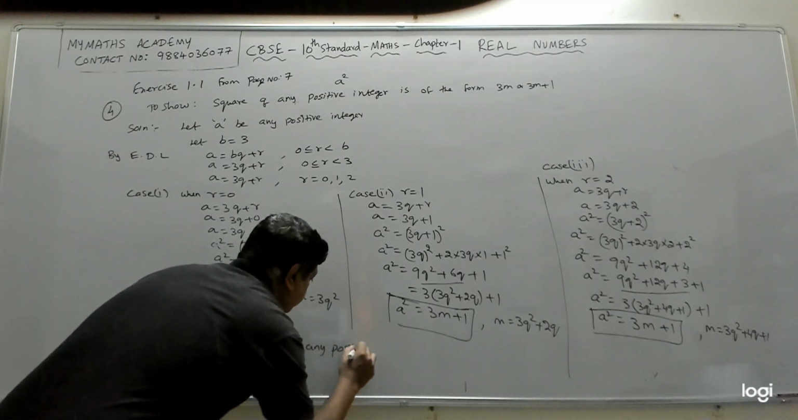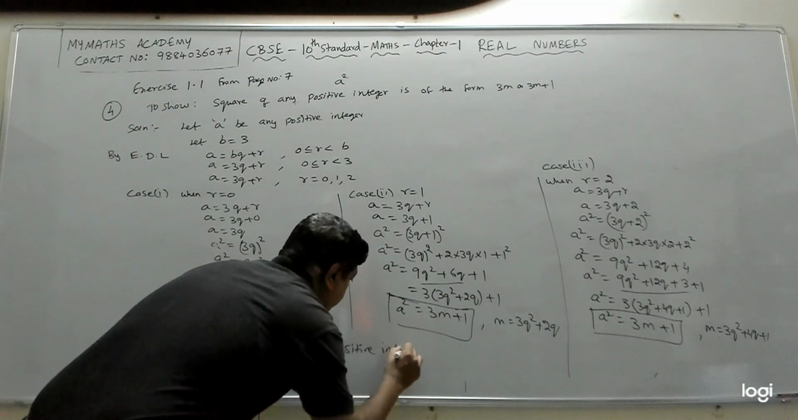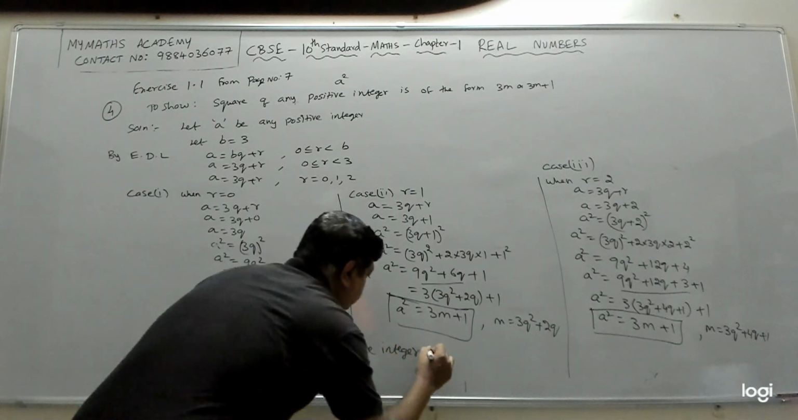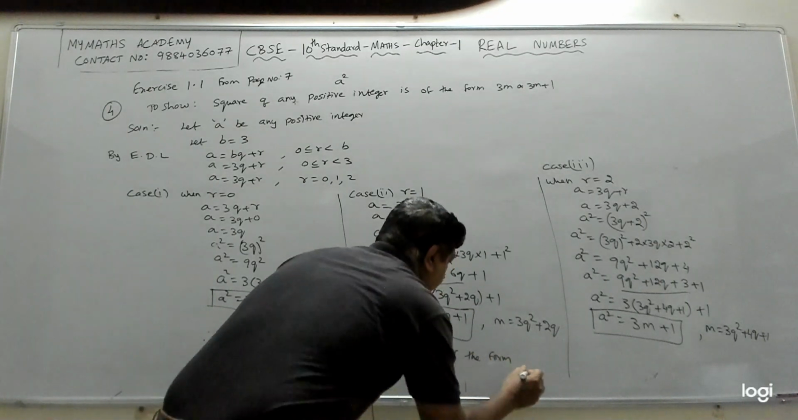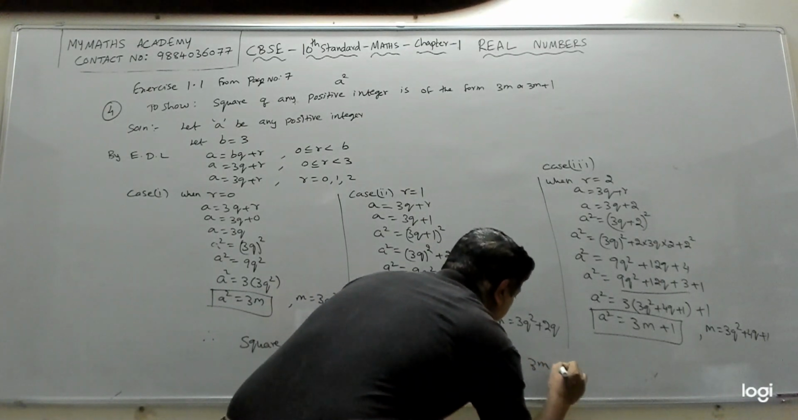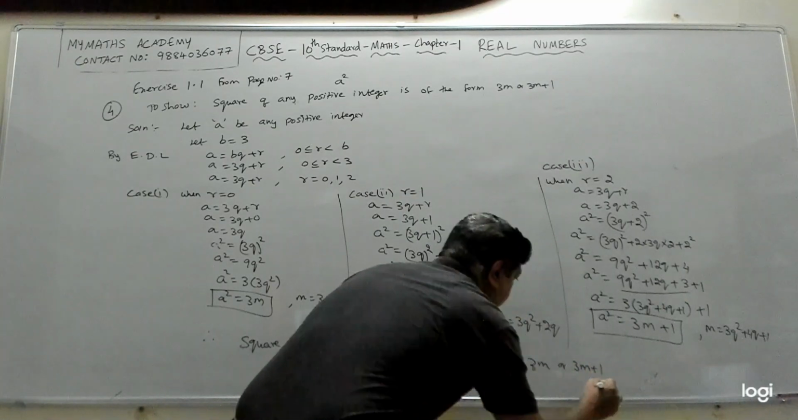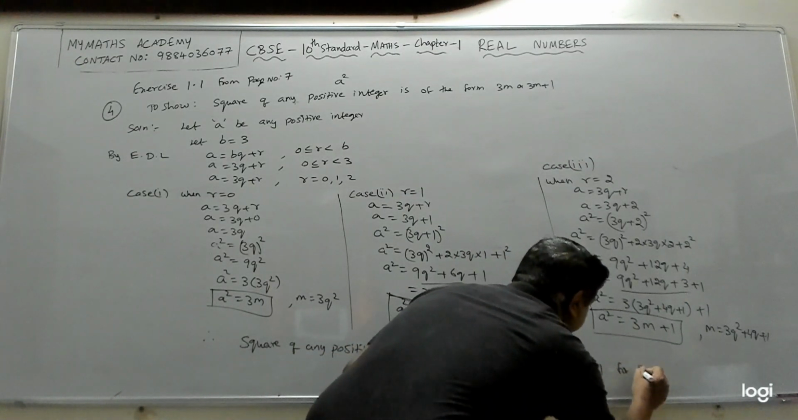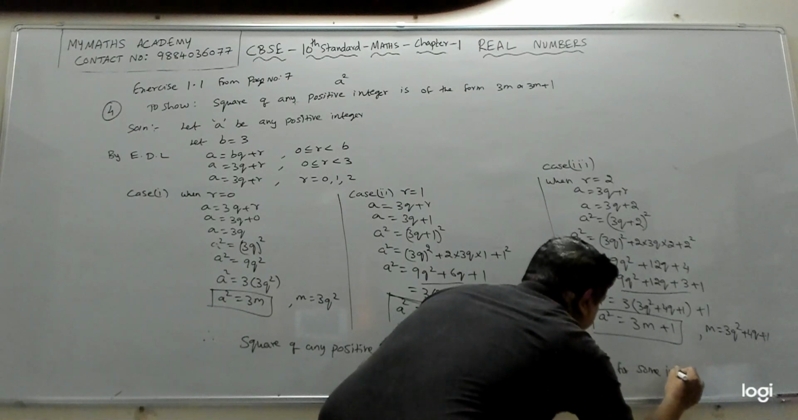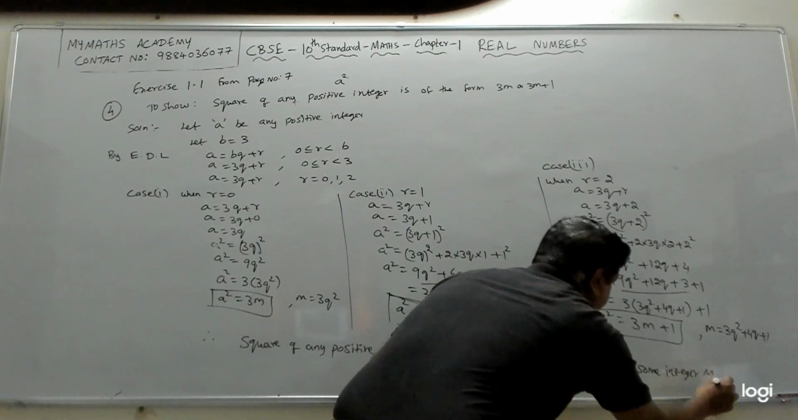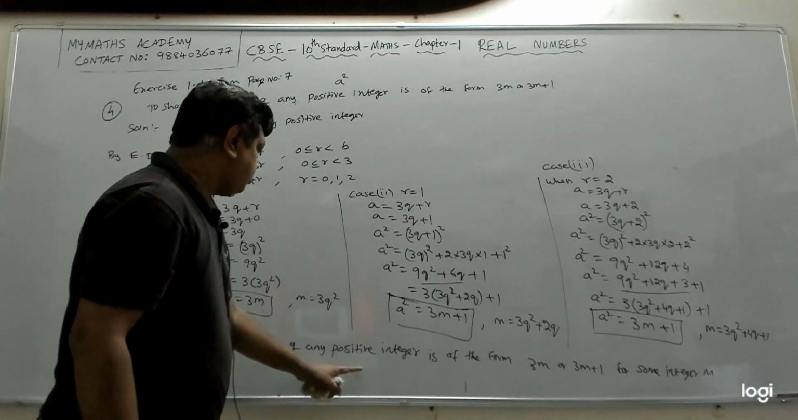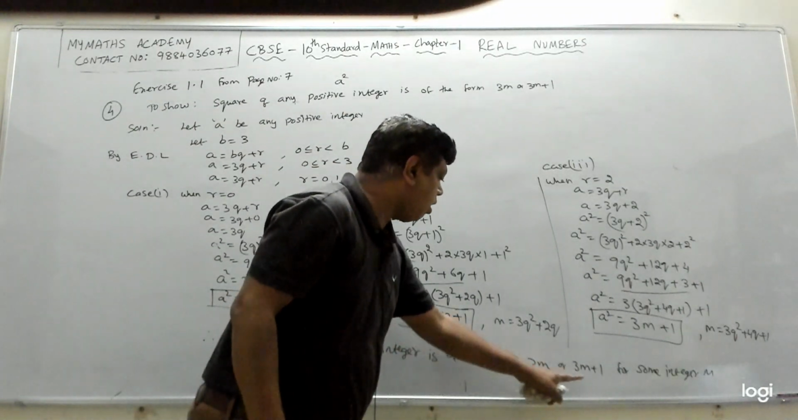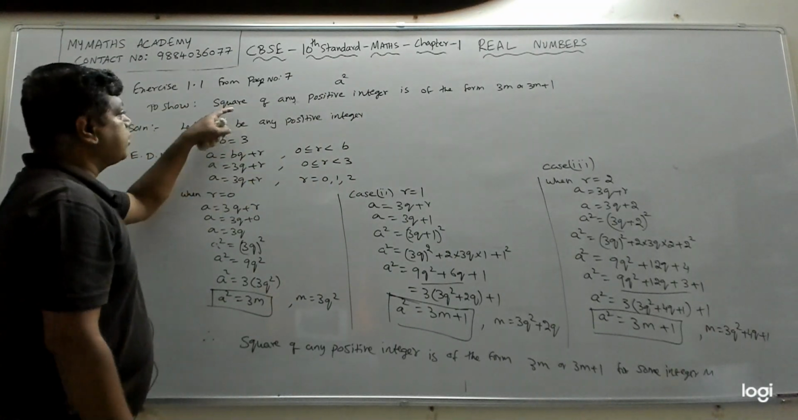Therefore, the square of any positive integer is of the form 3m or 3m plus 1 for some integer m. For some integer m, the square of any positive integer is of the form 3m or 3m plus 1. So we have proved this.